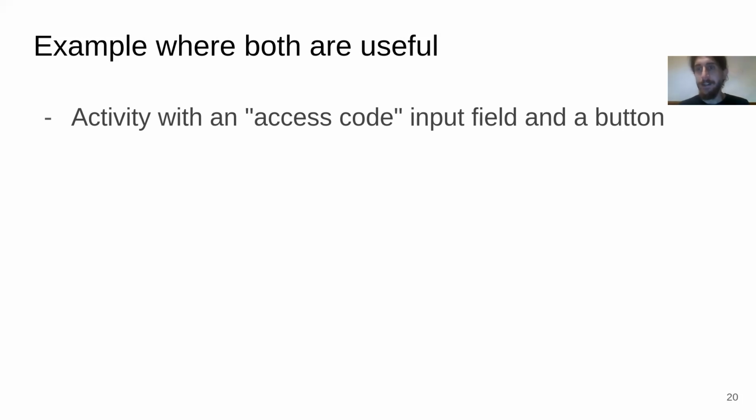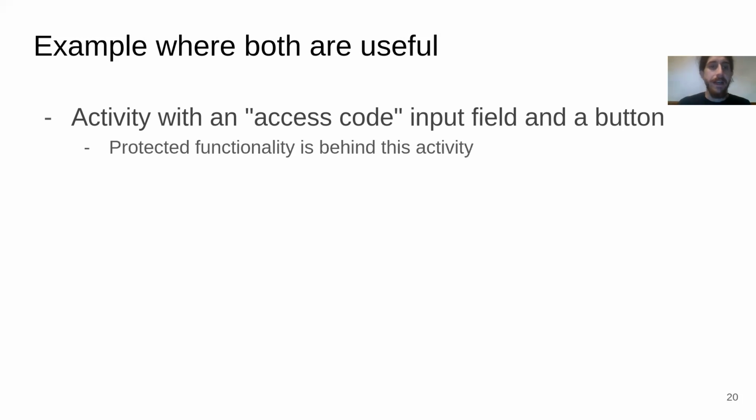You're kind of stuck, right? Because how can you know what kind of access code you need to put? Maybe in this context, you know that there is some interesting and protective functionality after this activity, after you pass the button. And then if you just press the button, it says access code is wrong. Then you could start checking what's going on.